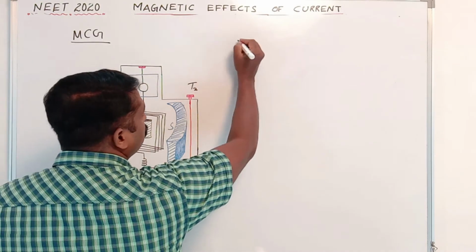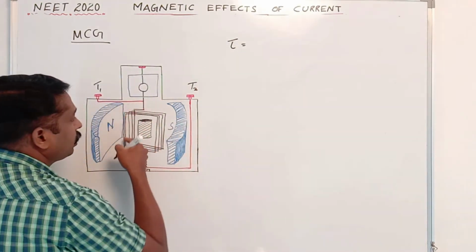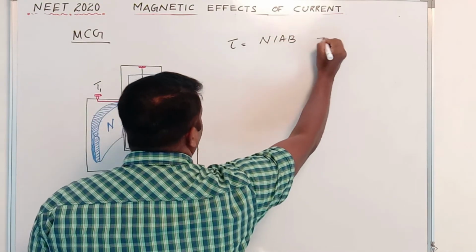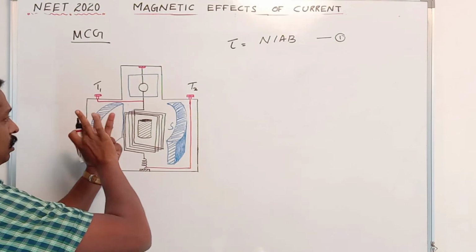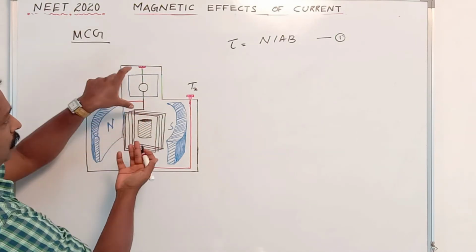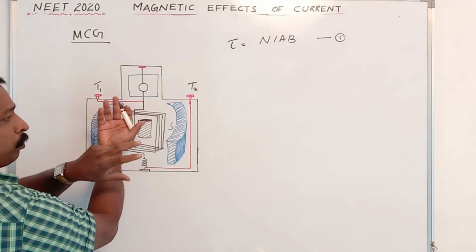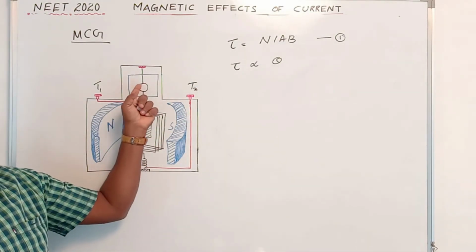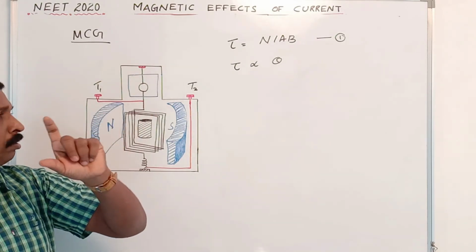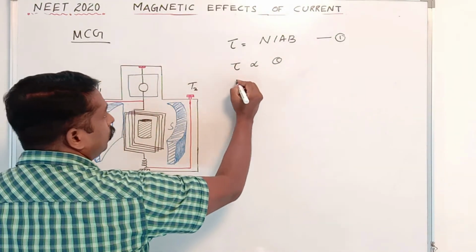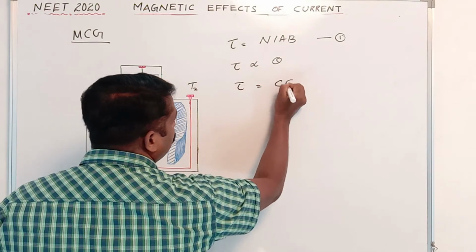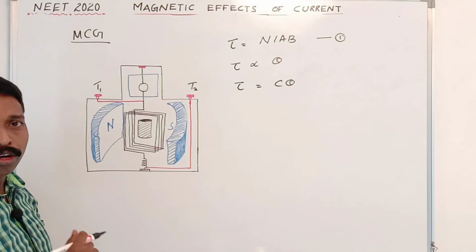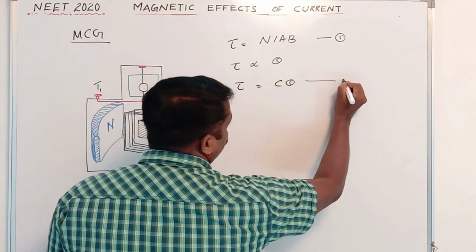Hence, the torque developed due to the current carrying rectangular wire frame is NIAB. This is equation number 1, and it deflects towards this direction. Then the phosphor bronze string and hairspring produce the restoring torque in the opposite direction. Restoring torque is directly proportional to the deflection on the meter scale. So tau is proportional to theta, so tau is equal to c theta, where c is a constant called couple per unit twist or torsion constant. This is equation number 2.